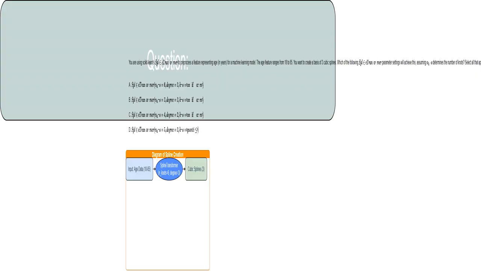This question is a multiple choice quiz problem about using scikit-learn's spline transformer to create a basis of 3 cubic splines for a feature representing age, in years, ranging from 18 to 65. The choices present different parameter settings for the spline transformer and you're asked to identify those which correctly produce the desired outcome. This tests your understanding of how the number of knots and the degree of the splines interact to determine the basis. It's a great way to assess your grasp of spline interpolation techniques within the scikit-learn framework.